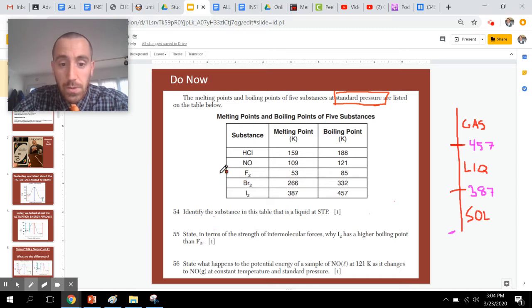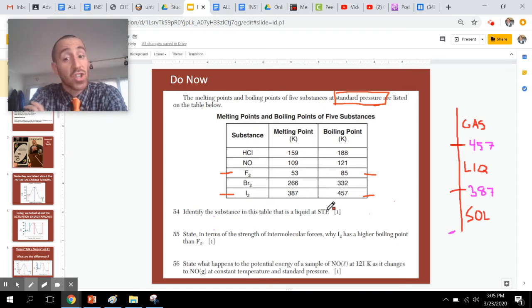So in order to answer number 55, you just got to put that into a single sentence, a single thought. We're dealing with F2 and we're dealing with I2. In terms of intermolecular forces, why does I2 have a higher boiling point than F2? All you have to say is that I2 has stronger intermolecular forces of attraction than F2. Therefore, it has a higher boiling point. Simple as that. The stronger the forces, the higher the boiling point. The weaker the forces, the lower the boiling point. Again, that's one of those easy questions that just looks really tricky.